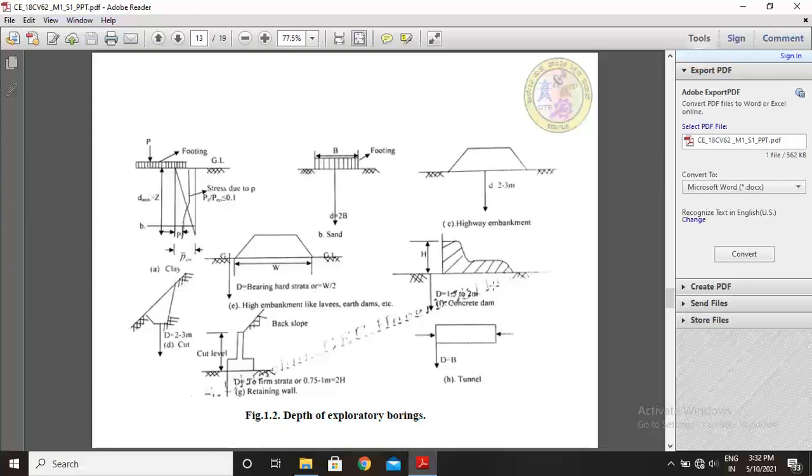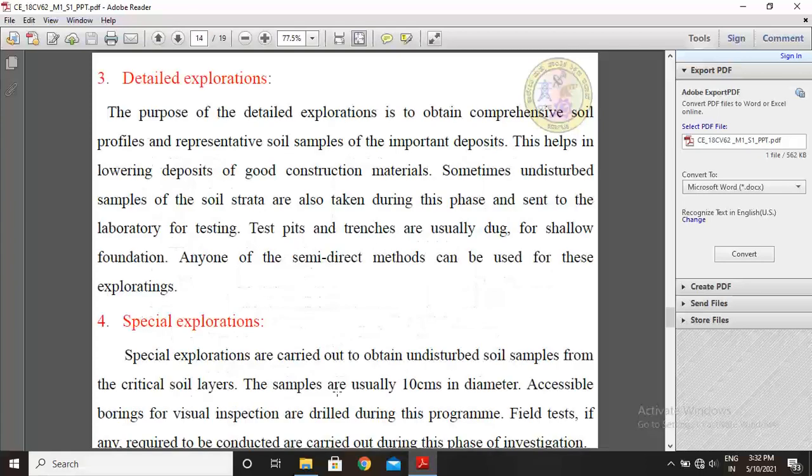And if your structure is a concrete dam, then you collect the soil at a depth of D equal to 1.5 to 2 meters. If your structure is a retaining wall, then you collect the samples at 0.75 to 1 meter or D equal to 2 times h. If your structure is a tunnel, then you collect the sample at a depth of D equal to B. So these are examples of the depth of exploratory borings.